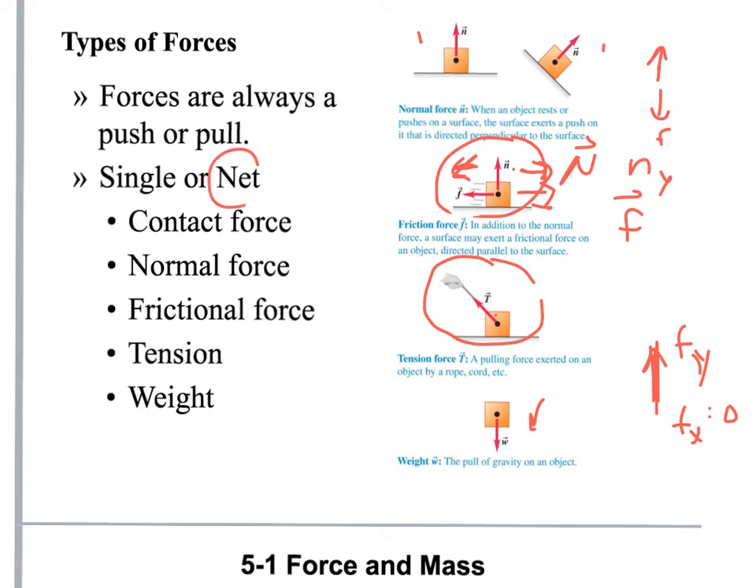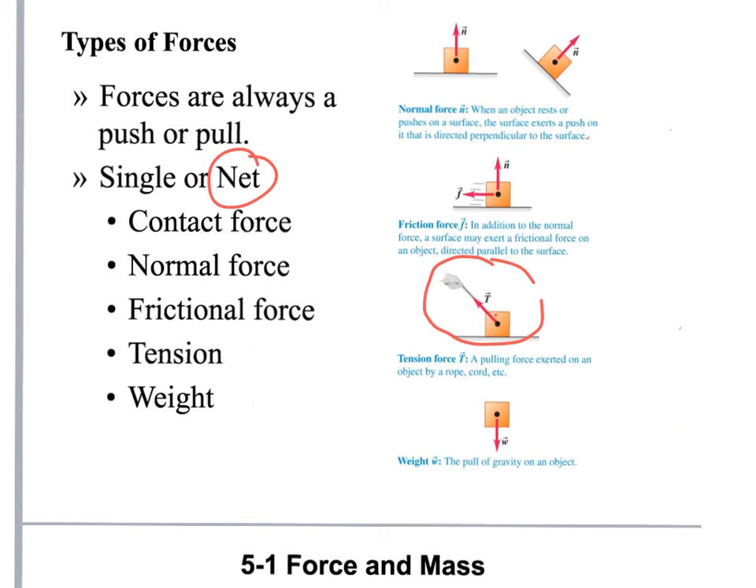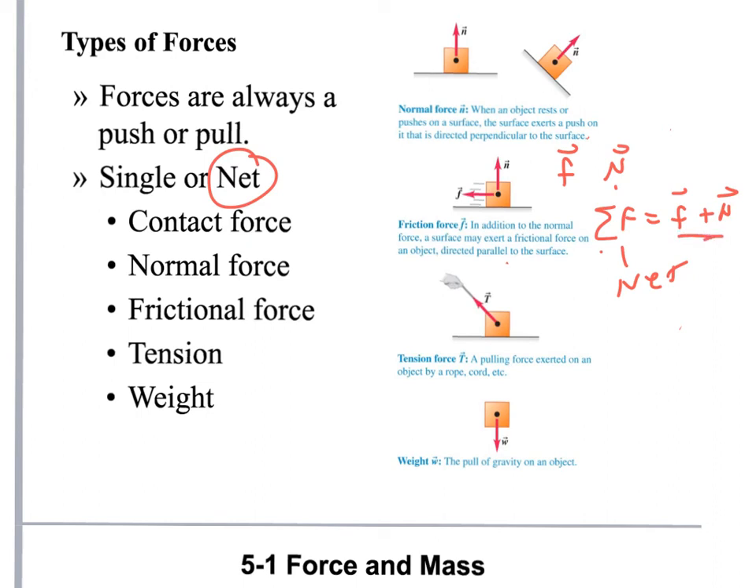But back to our net topic right here. We looked at all the other pictures, which are a single force, just one force acting on the object. But this picture shows two forces. We have our friction force and our normal force. So the total force is equal to the friction force plus the normal force. So this is our net force, and it's a summation. The net force is always a summation of all the forces involved.